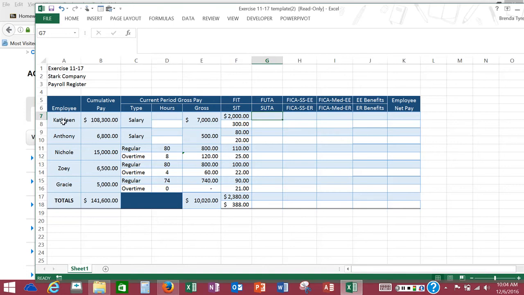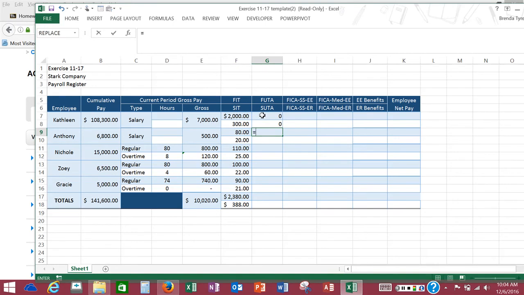If we look at Kathleen, she has exceeded the $7,000 in pay, so the FUTA and SUTA for her will be 0. The next employee, Anthony, has $6,800 of cumulative pay. He's under the cap, but only by $200. $7,000 minus $6,800 equals $200. So now we take the smaller of the amount that he is under the cumulative pay, or the gross wages. So in this case, that amount would be the $200, the smaller of those two.